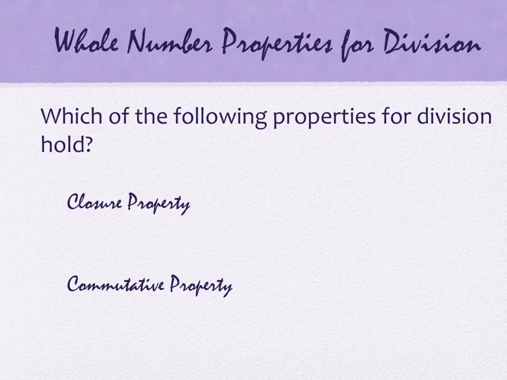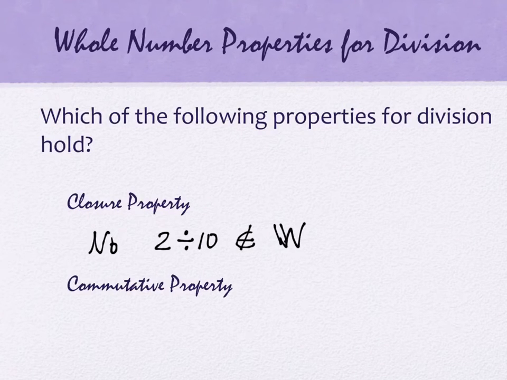Jenna, can you give me an example? 2 divided by 10. Fabulous. 2 divided by 10. We saw that one earlier, right? This is not an element of the whole numbers. I get a fraction, yeah? So there's no closure property. Closure does not work for division.